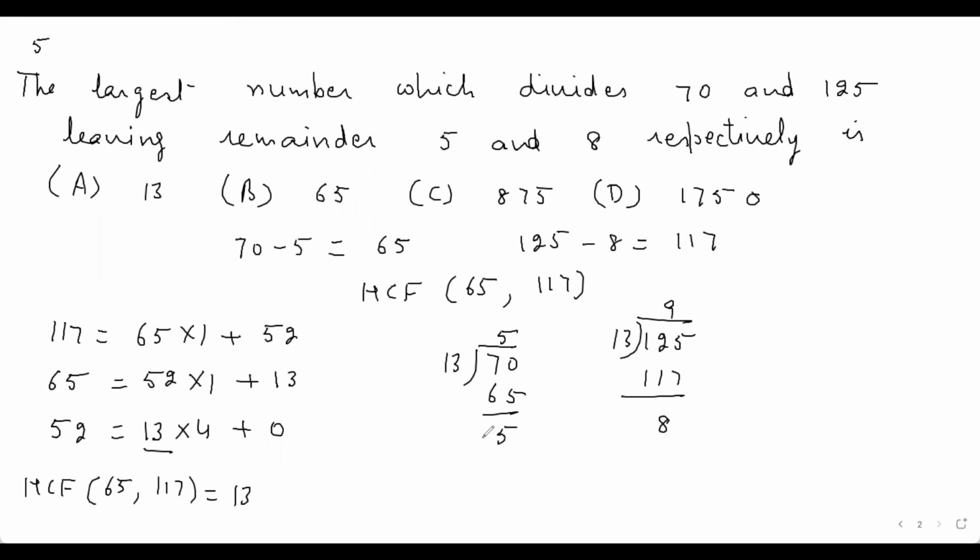It means if I subtract 5 from 70 and 8 from 125, and if you find HCF of these two numbers, you will get the result. So here the answer is 13, and so A is the right answer. So in this video, I have explained 5 sums. The next 5 sums, I'm going to explain in the next video.